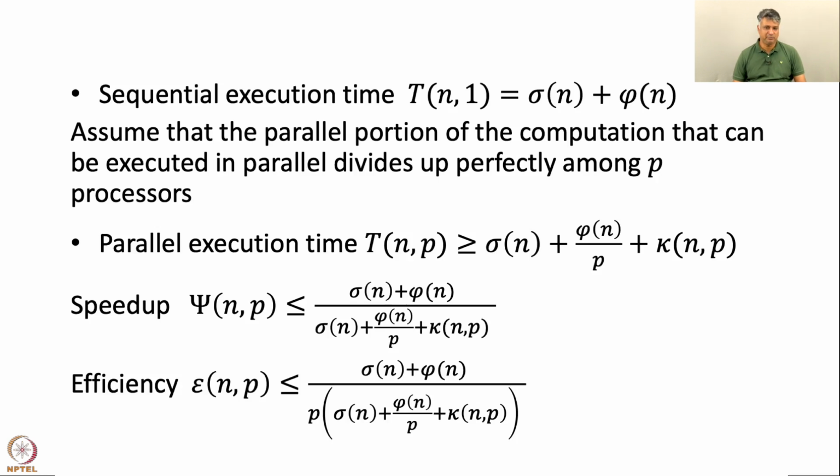Now, the speed up will be less than or equal to sigma n plus psi n over sigma n plus psi n by p plus kappa n comma p, and efficiency is now just going to be the speed up divided by p, and that's how you would compute the efficiency.